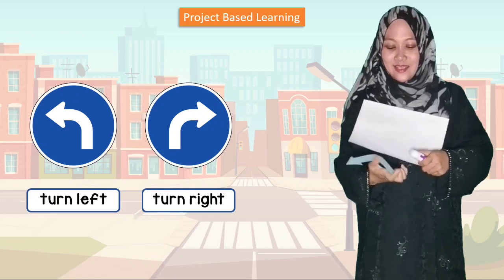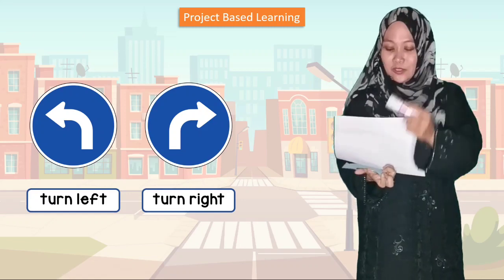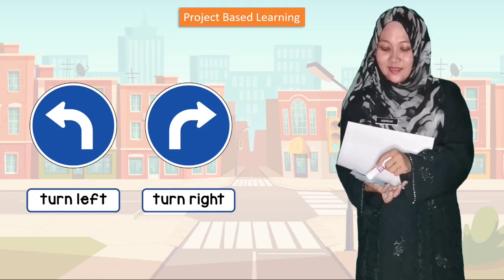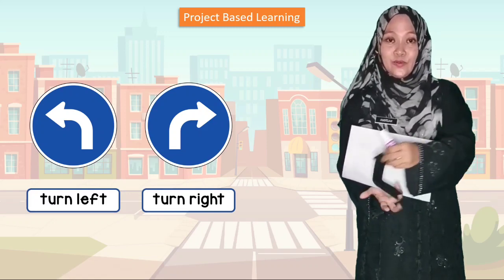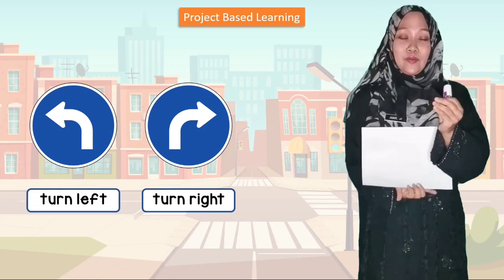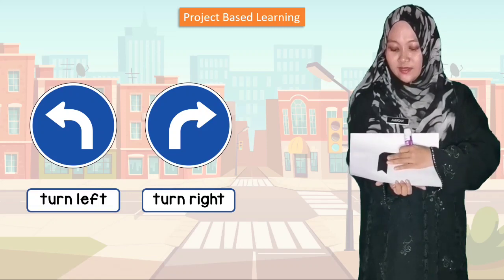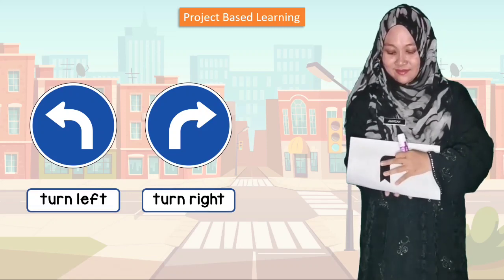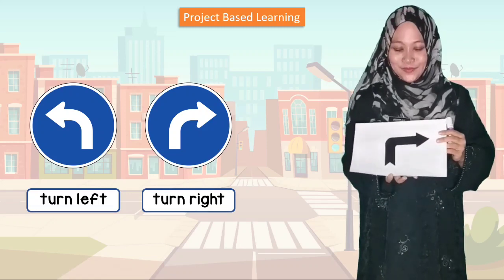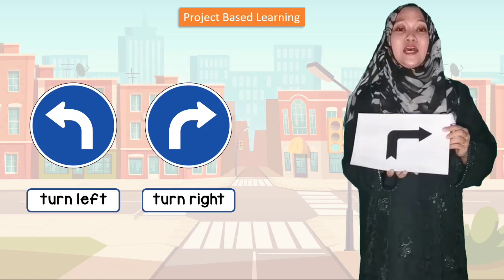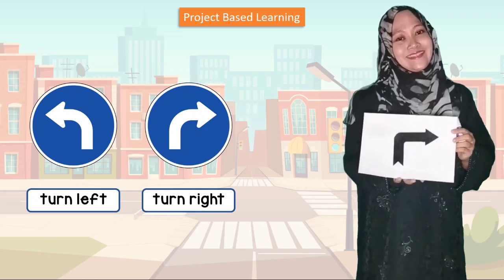After that, take a glue. And then glue the right arrow onto the rectangle. So, turn right sign is done.